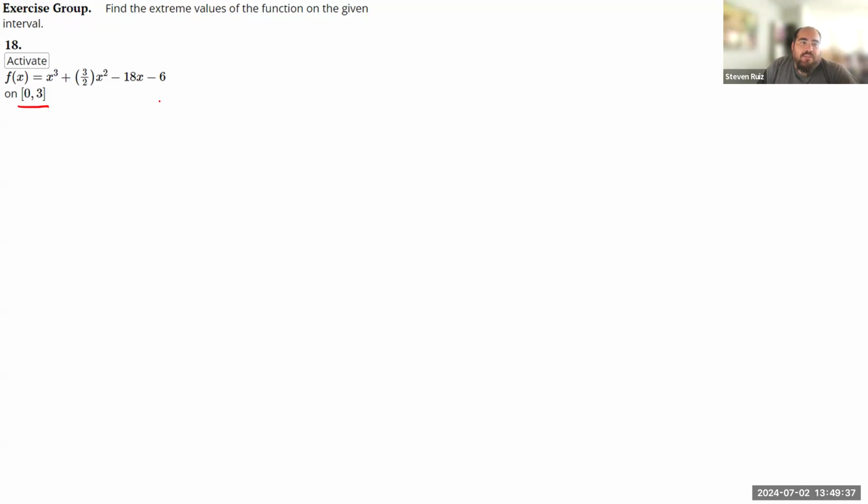So where do absolute mins and maxes happen? They happen at basically two kinds of places: endpoints of the interval, and they also happen at critical points. Or I shouldn't say they happen at these points, but they might. So there are places we have to look.